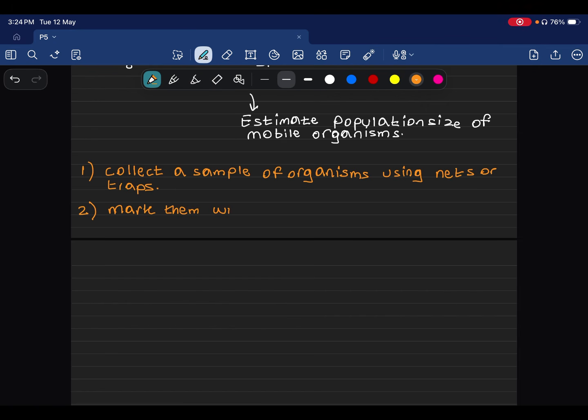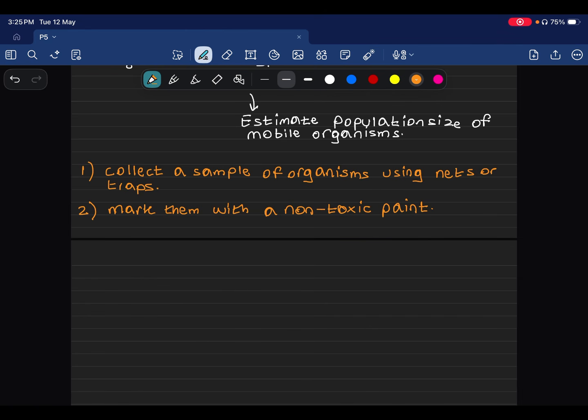Now, once you have collected them, you mark them with a non-toxic paint. Okay, why does it need to be non-toxic? Why can't it be toxic? Obviously, if you mark them with a toxic paint, they're going to die off. You don't want them to die off.